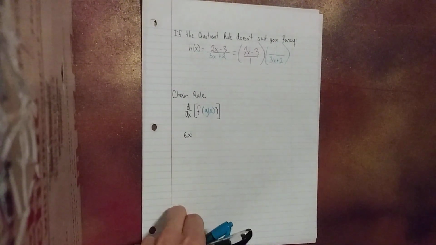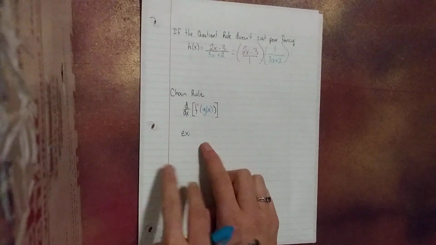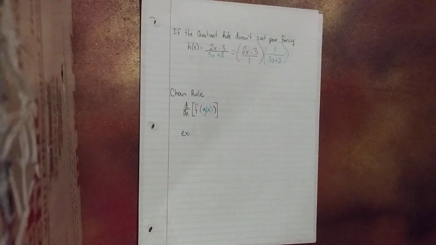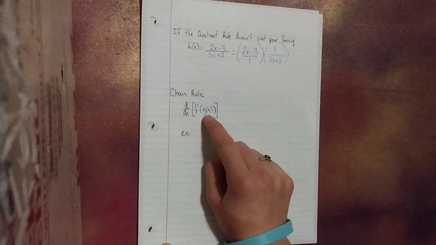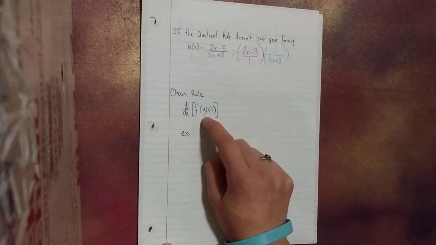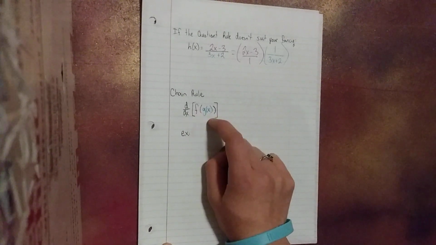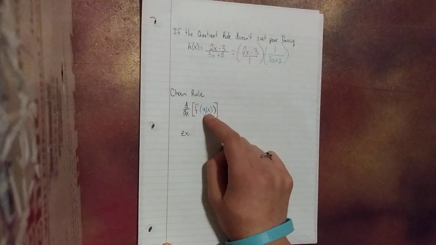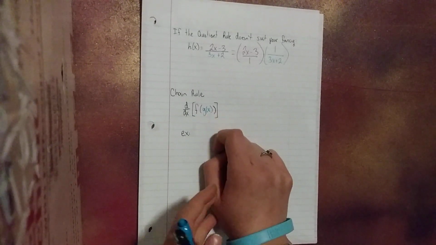The next one we're going to look at is the chain rule. And the chain rule can be a little bit hard to wrap your head around, but it's used a lot and it's kind of important to know. So the chain rule happens when you have a function that's inside of another function. So f of g of x is the outside function, and then g of x is the inside function.